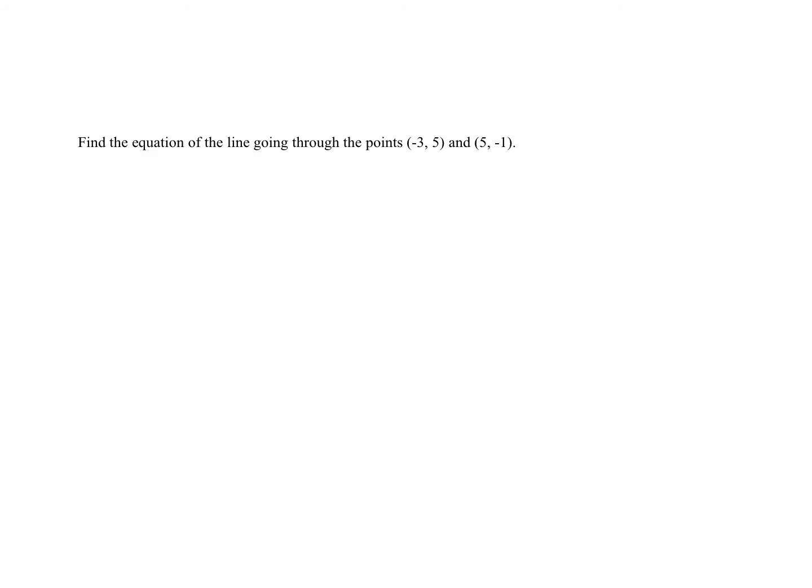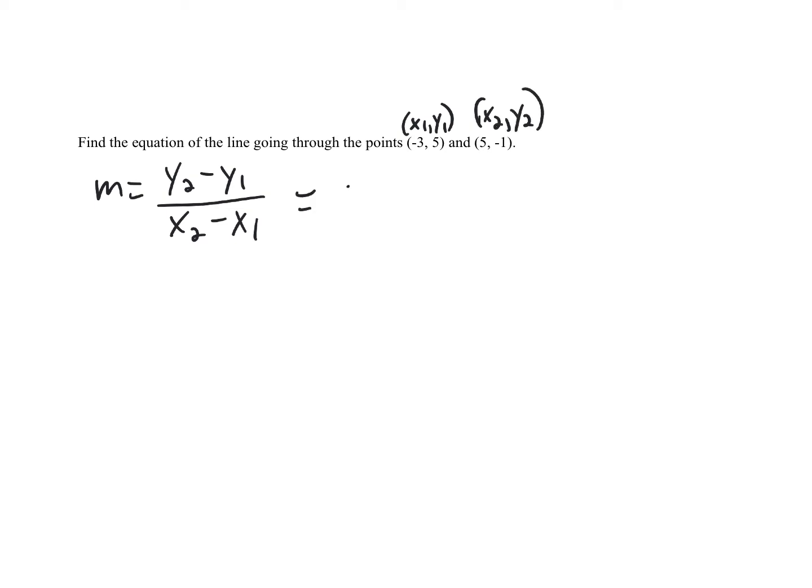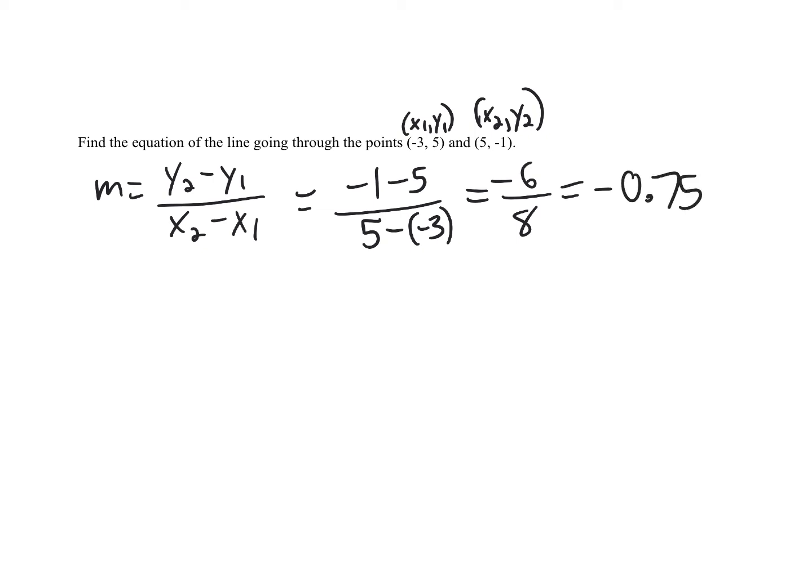We can also find equations of a line if we're given 2 points. The formula for slope is y2 minus y1 over x2 minus x1. So you let one point be your first point, so x1, y1, and your second point be x2, y2. So here we have -1 minus 5 over 5 minus -3. This gives us -6 over 8, which reduces to -3 over 4, or -0.75.